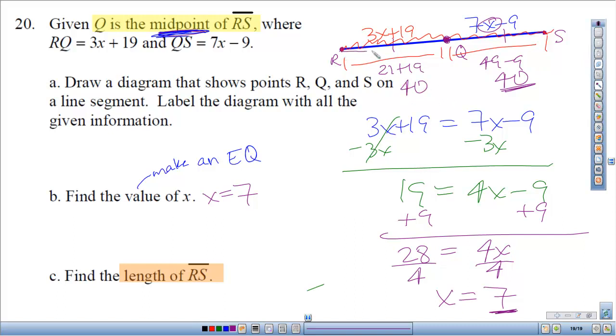Now what would the whole thing be if each side is 40? We would say RS has a length of 80. And all of this is just based on you knowing what's going on in geometry when you have a midpoint.